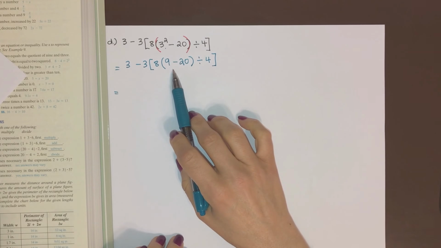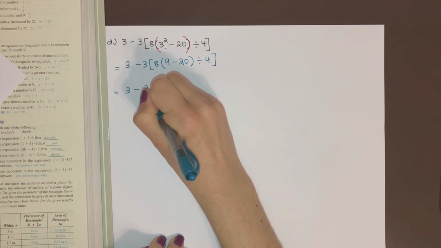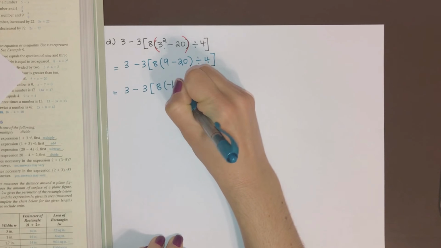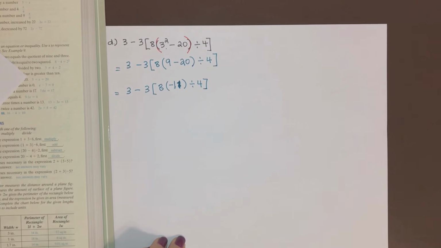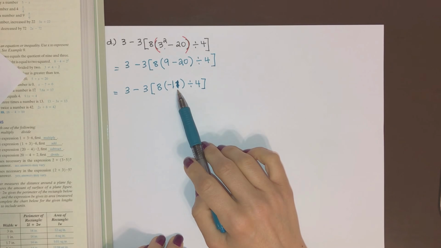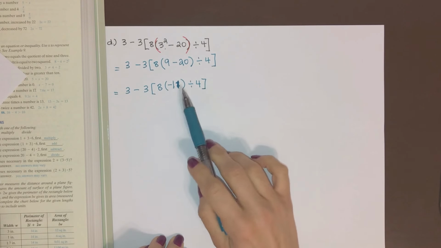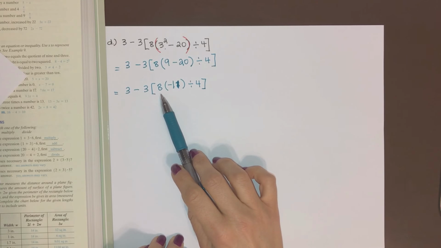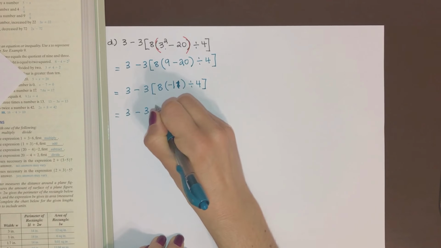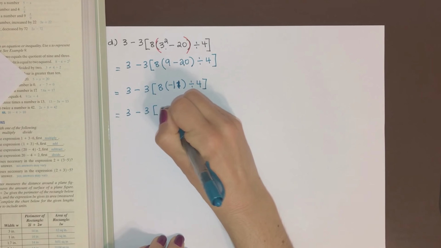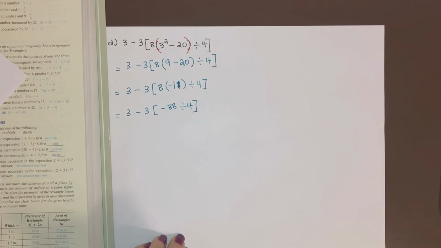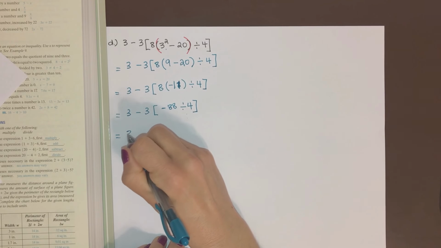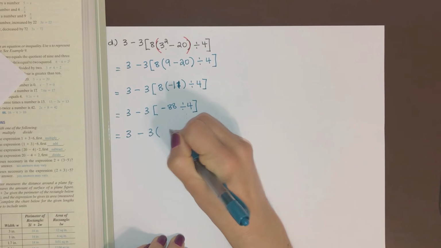Again, going back to the parentheses, we need to subtract. So we have 8 times -11 divided by 4. We completed the operation in the parentheses, but I still have parentheses here because we have to multiply with 8. That would be the next step. 8 times -11 is -88. Now we need to complete the operation inside the brackets. That's going to give us negative 22.